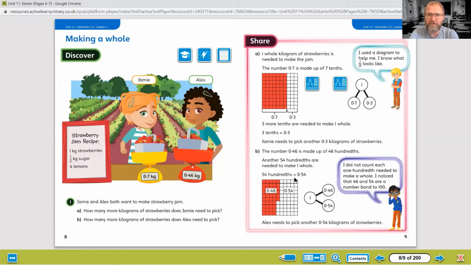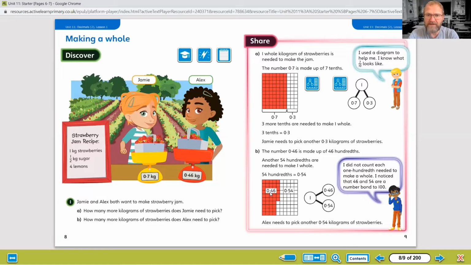And our 54 hundredths look like this: 1/10, 2/10, 3/10, 4/10, 5/10, and then 1, 2, 3, 4 hundredths. So that's 5/10 and 4 hundredths. Look how we write that down as a decimal. So 0 ones, 5/10, 4 hundredths.